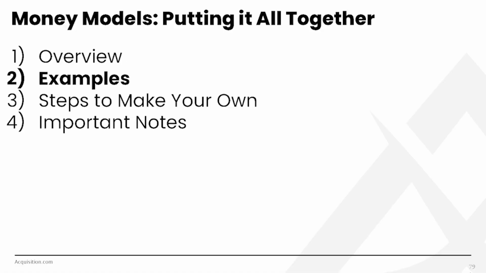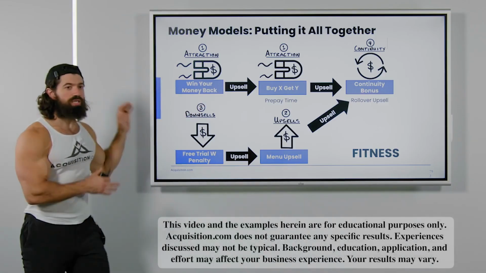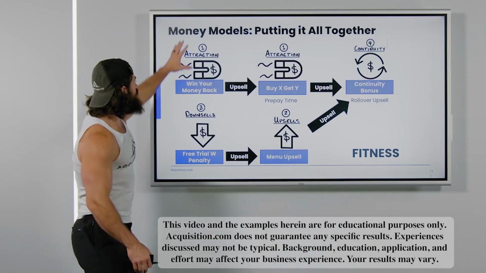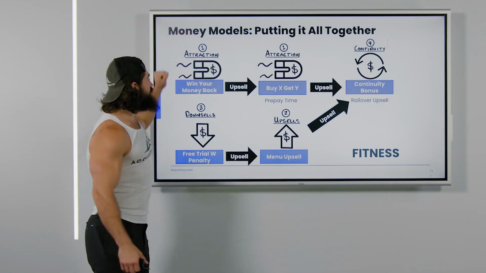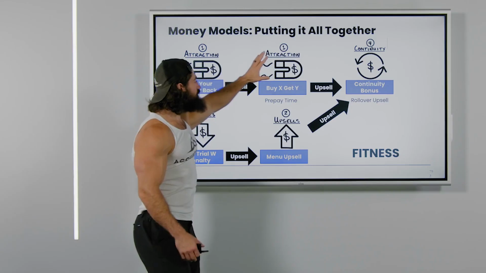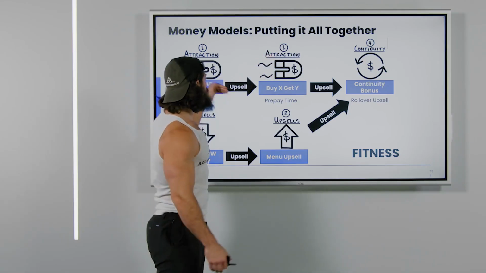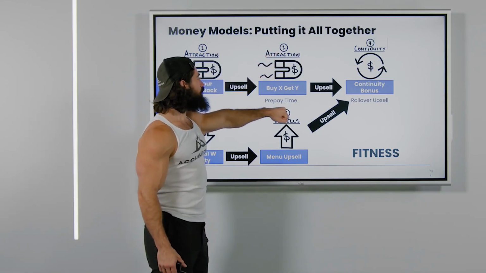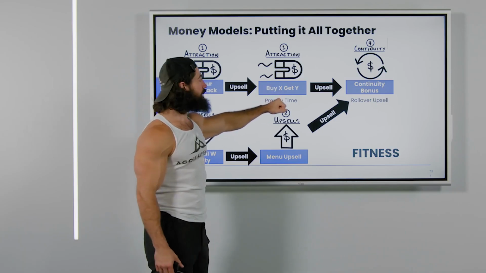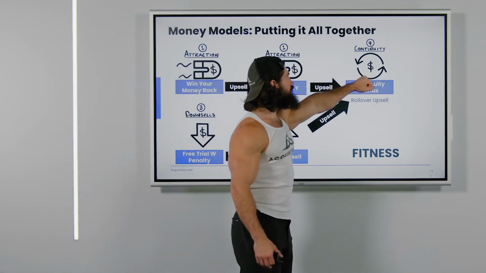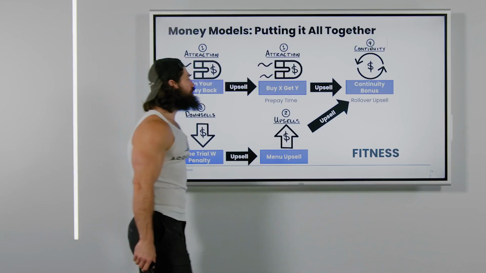All right, examples. So this is my fitness offer. I tried to conceptualize this for you. So on the front end, I ran a win your money back offer. Then we would upsell from a service perspective. For anybody who bought that, we'd upsell buy X, get Y free. So this would be them prepaying time. And then we would upsell the continuity bonus. Great. So that would be the rollover upsell.